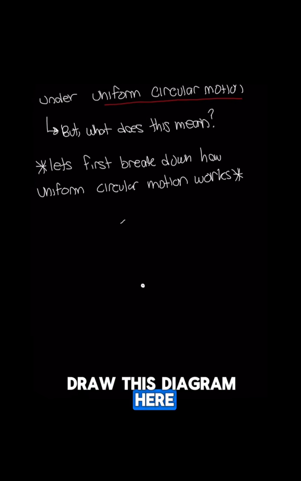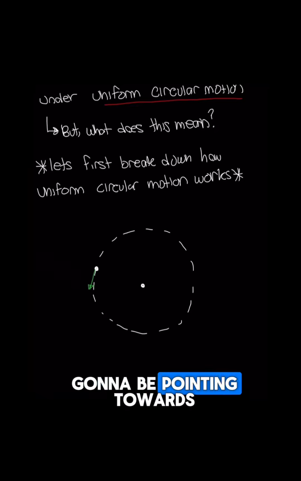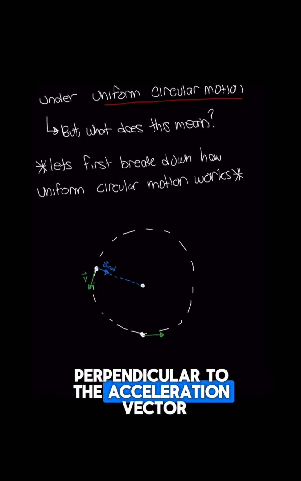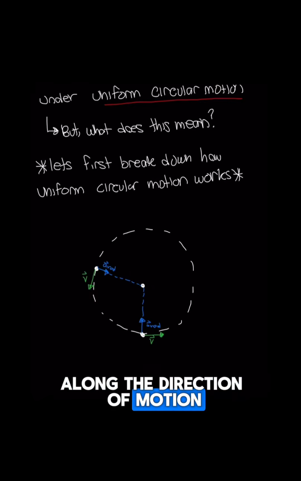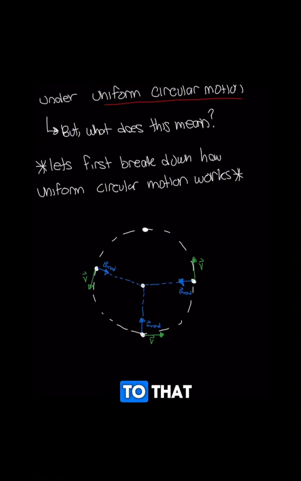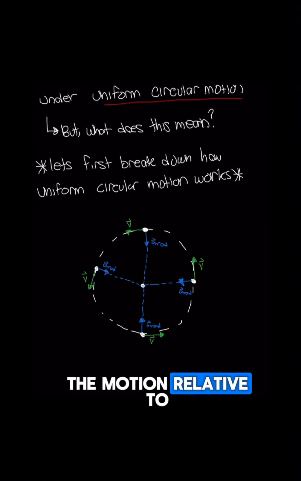Draw this diagram here. The acceleration vector is going to be pointing towards the center, and the velocity is going to be pointing perpendicular to the acceleration vector along the direction of motion. So at each point, acceleration is pointing towards the middle and velocity is perpendicular to that in the direction of the motion relative to the circle.